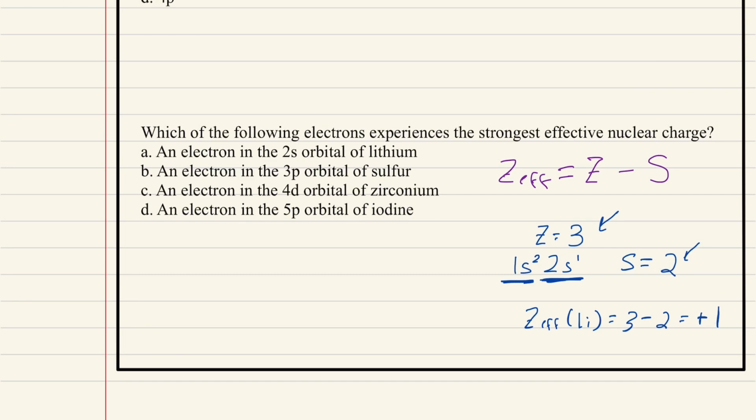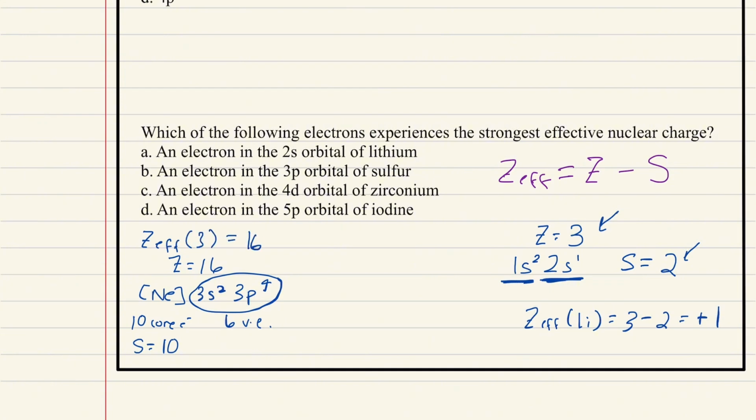B says an electron in the 3p orbital of sulfur. Sulfur has an atomic number of 16, which means it has 16 protons and 16 electrons since it's neutral. Let's go ahead and write the electron configuration for sulfur. It's going to be neon, 3s2, 3p4. It has 6 valence electrons. If it has 6 valence electrons and we know it has a total of 16 electrons, that means the other 10 electrons are going to be our core electrons. And that gives us our S value. Our S value is equal to 10 and our Z value is equal to 16. So we can go ahead and calculate the effective nuclear charge for sulfur. It's going to be equal to 16 minus 10. That gives us plus 6.